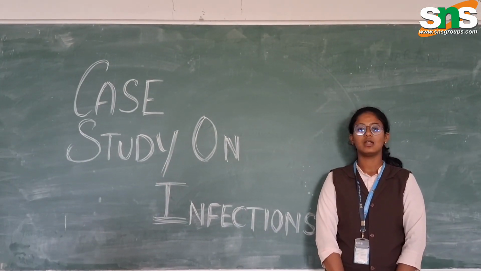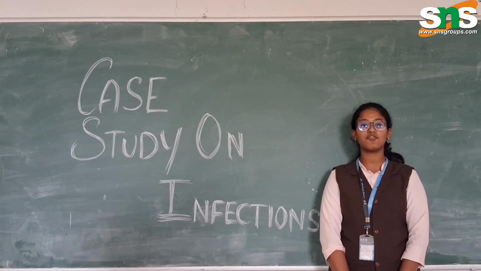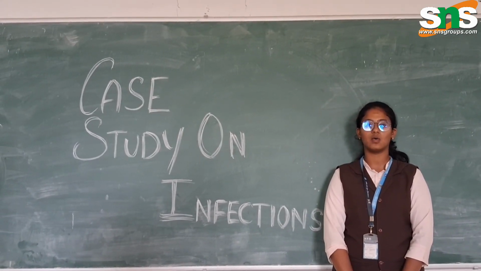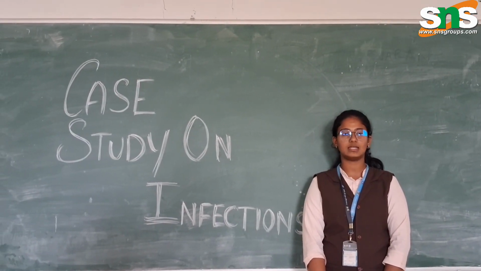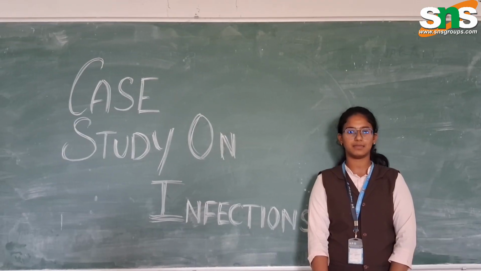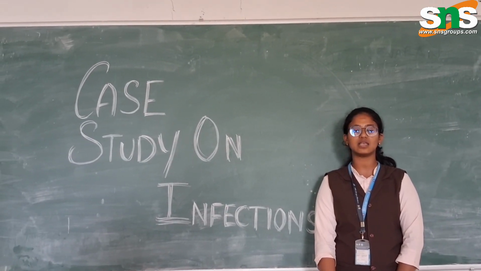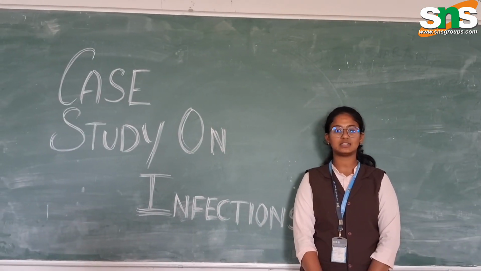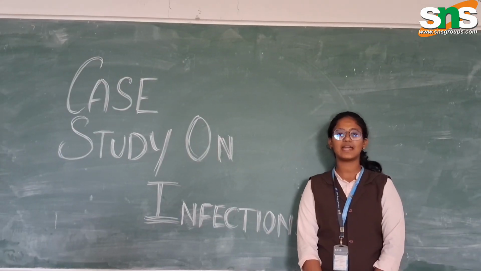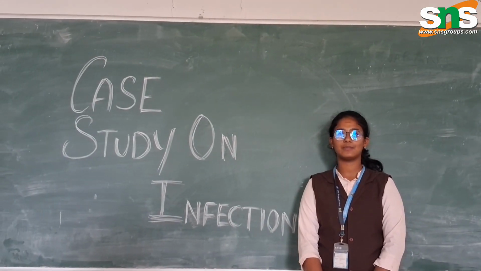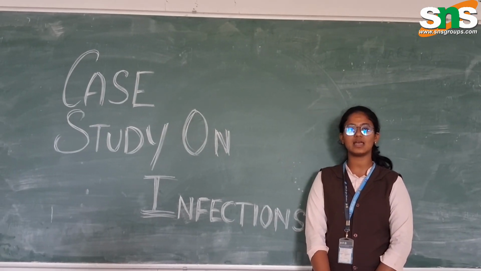Past medical history: no history of diabetes, no hypertension, no previous surgery. History of previous UTI 1 year ago. Physical examination: temperature 101 degrees Fahrenheit, pulse rate 90 beats per minute, blood pressure 120 by 80 mmHg, mild tenderness in lower abdomen. Investigation: urine routine examination, urine culture test, blood test. Findings: presence of pus cells and bacteria in urine.